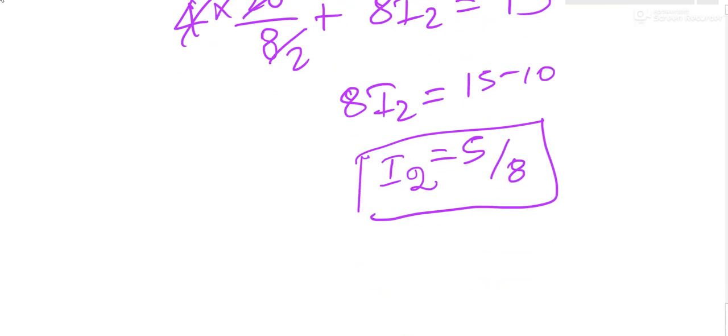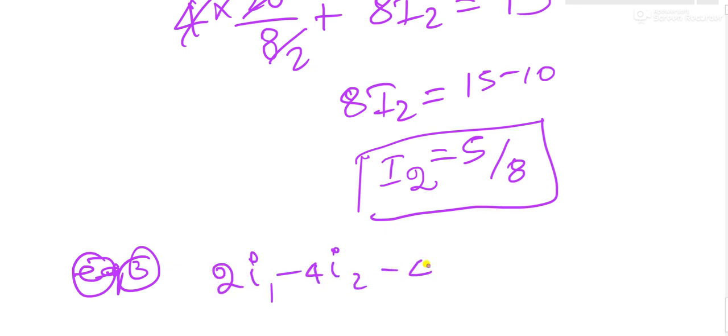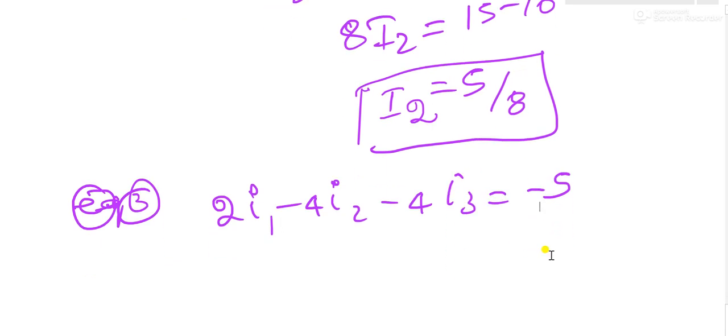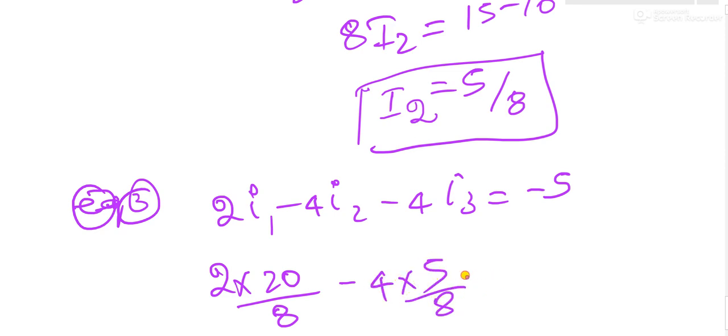Next, what is I3? You can take any one of the equations. I am taking equation number 3: 2I1 minus 4I2 minus 4I3 is equal to minus 5. I now know I1 is 20 divided by 8 and I2 is 5 divided by 8, so 2 times 20 by 8 minus 4 times 5 by 8 minus 4I3 is equal to minus 5.